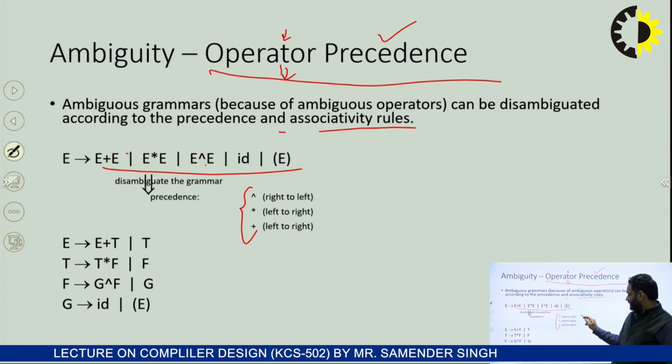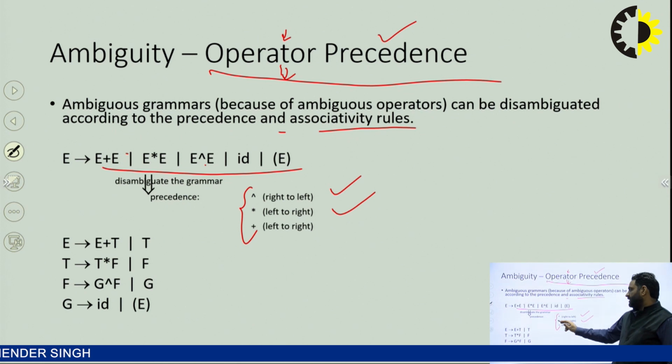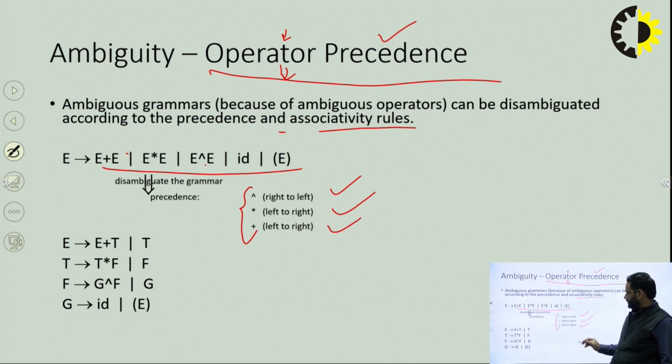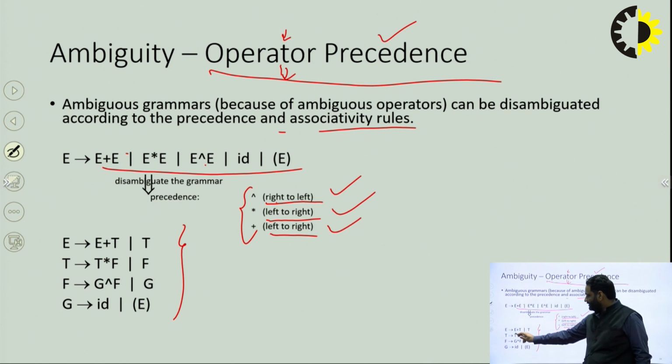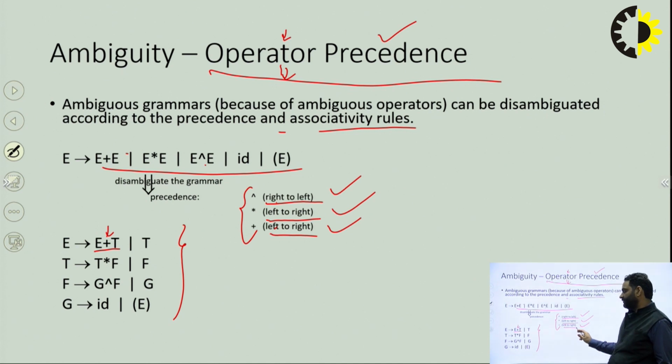Precedence-wise, the highest precedence is the power operator, then the asterisk operator, and the last one is the addition operator. For power, the associativity is right to left, which means if we find two power operators in the same statement, we choose the right one first. In the same manner, it is left to right in the case of asterisk and plus. So we convert this to this one. You can see plus is left to right, which means first we operate on the leftmost plus operator.